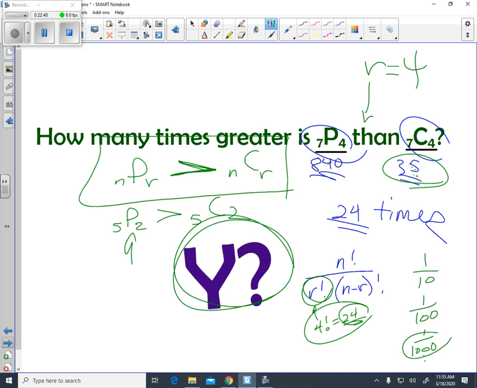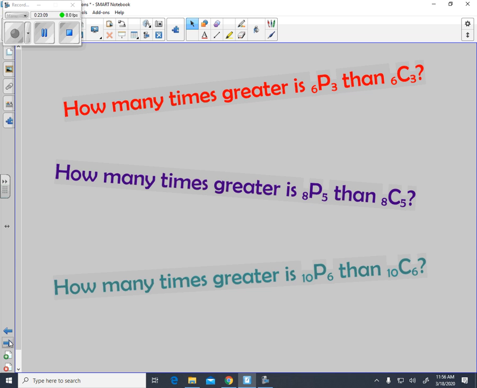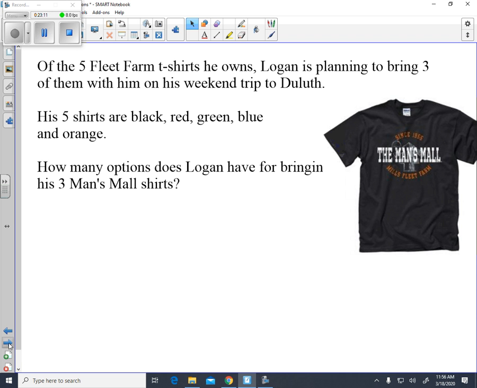So generally the number of permutations is greater than the number of combinations. But how many times greater? It all depends on r, the number of items chosen out of the total. Okay, so let's skip that. We don't need that. Your exercises in your very short assignment here are going to look like this.